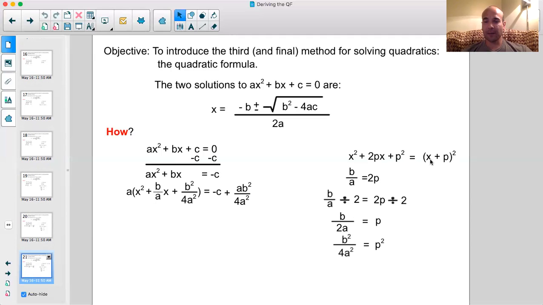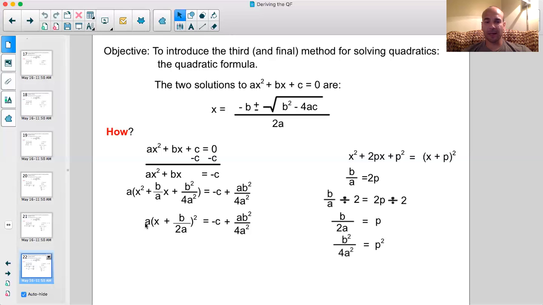So we will factor it as x plus p squared, and according to our notes, p was b over 2a. So in our next line here, this has been replaced by x plus b over 2a squared. And this is just coming along for the ride. So why was this important? Well, because we can use square roots eventually.